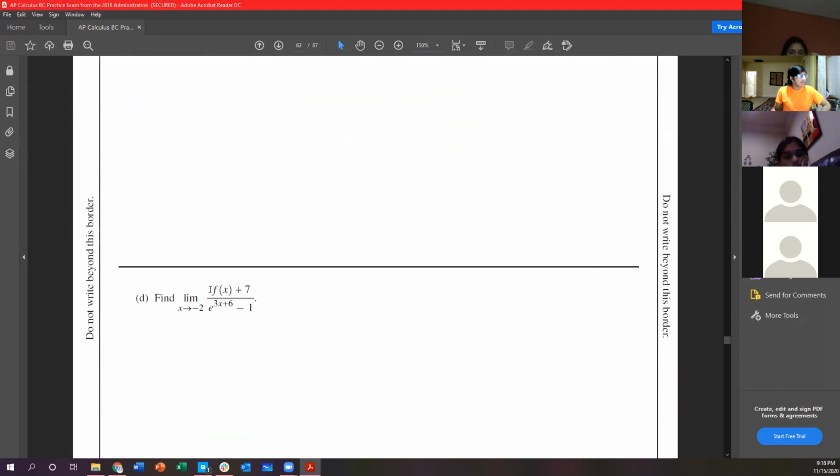And then find the limit as x approaches -2 of 3x plus 6 minus 3 to the x plus 6 minus 1, and on top f of x plus 7. I don't think we're going to do this one just because.